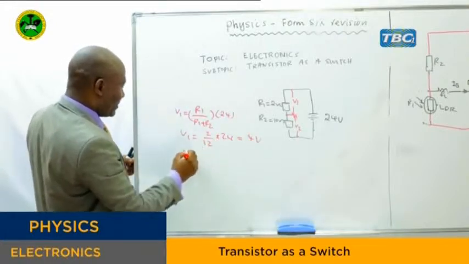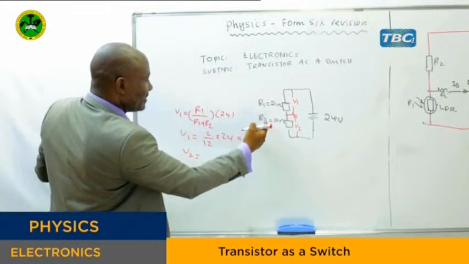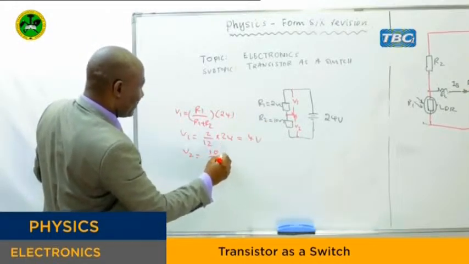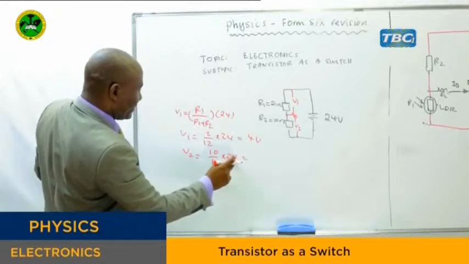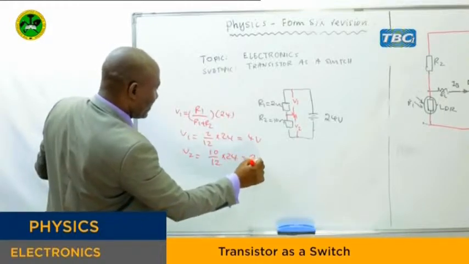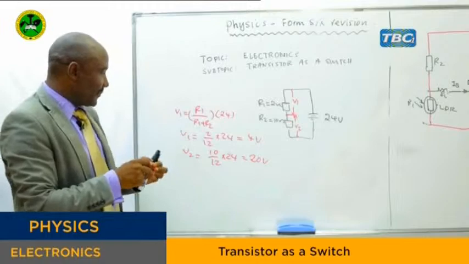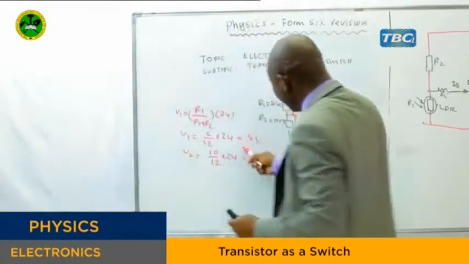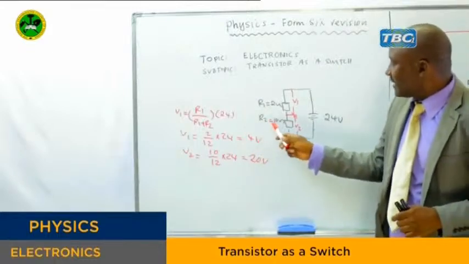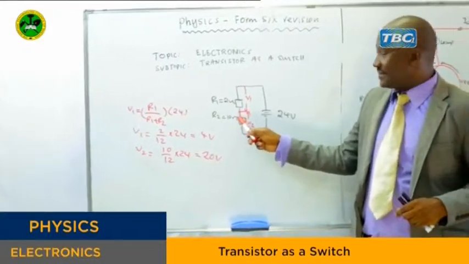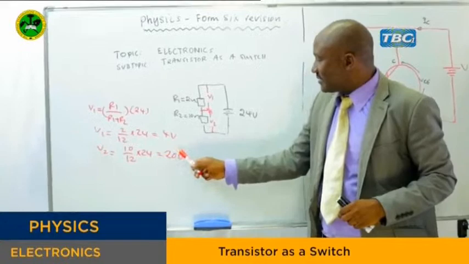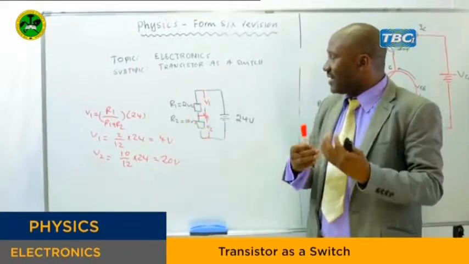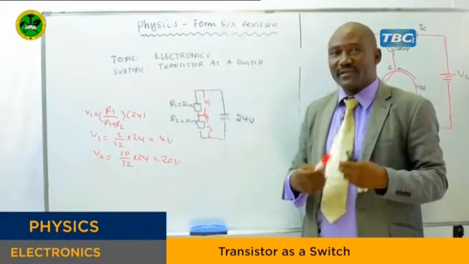So the remaining voltage, which is given by R2 over the total, where R2 is 10 over 12 times 24, gives 20. So you can see the values of resistance determine the voltage. The higher the resistance, the higher the voltage. You can see this 20 volts has been supplied because the value of the resistance is high. So the share that we get depends on the amount of resistance we have.